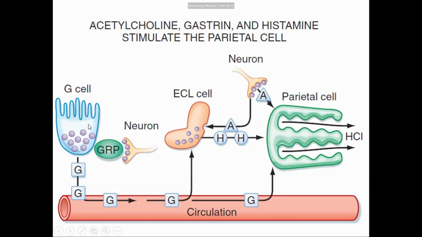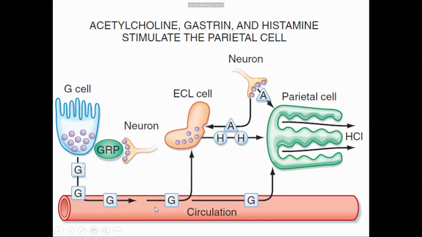Likewise, gastrin is also supplied by the vagus nerve, but the neurons that innervate the G cell do not release acetylcholine. They release gastrin releasing peptide as the neurotransmitter. Gastrin releasing peptide causes release of the gastrin. So gastrin will be released and go to the circulation.